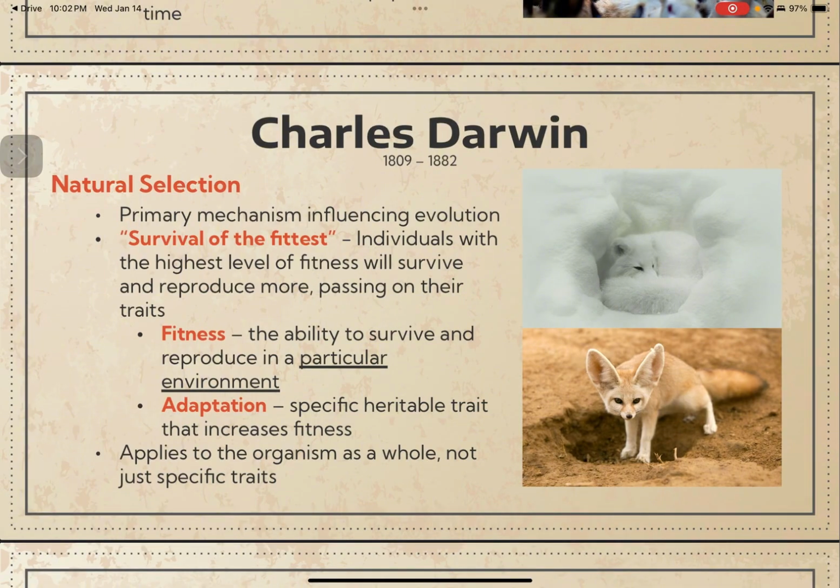If you took a polar bear out of his environment, he's not going to be able to survive and reproduce in the desert. That's why it's in a particular environment. So again, survival of the fittest is where individuals with the highest level of fitness will survive, reproduce more offspring, and pass on their traits. But this also leads to adaptation, and adaptation is where specific heritable traits increase fitness. And then this applies to the organism as a whole, not just a specific trait.